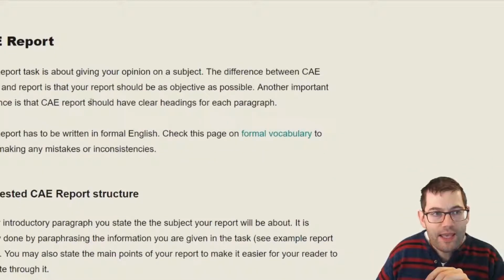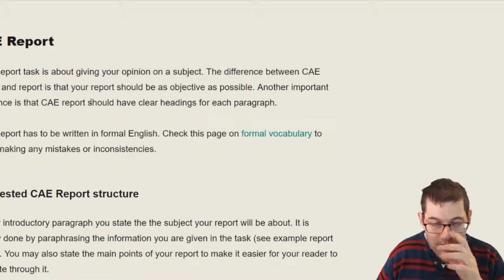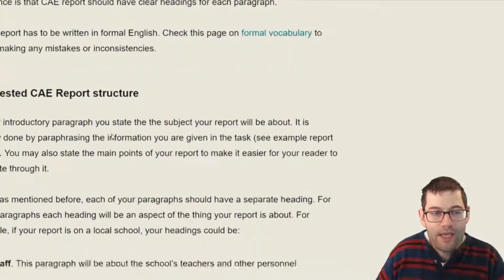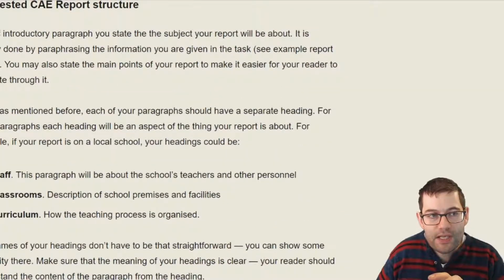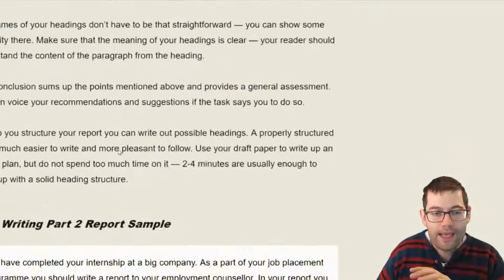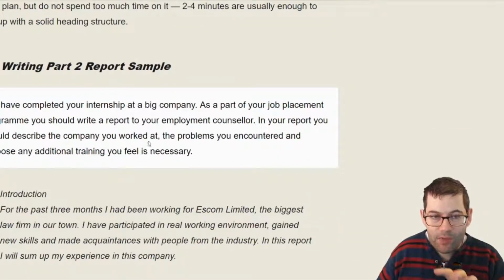For this website, engexam.info, another website I use a lot for CramTheExam, it gives you a slightly more detailed breakdown of the CAE report structure and a writing report sample at the bottom for you to study as well.